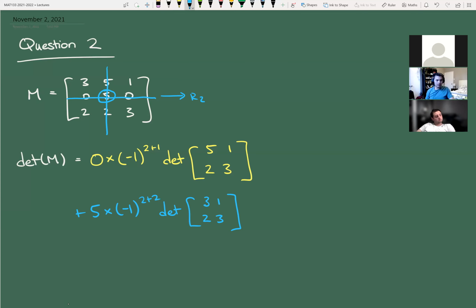Okay, so Ahmed, does that clarify why I was multiplying by 0 in that first case and then by 5 in this case? And then because I'm going along row 2, the next time it'll be 0 as well, right? Okay, everyone else is good too.